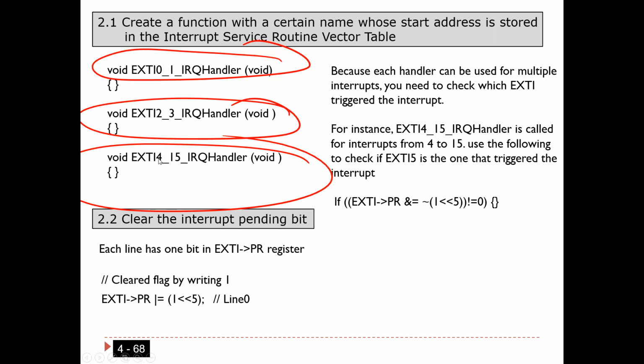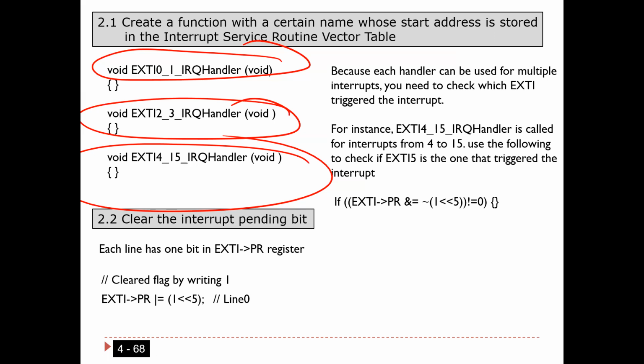Any interrupt that comes from line 4 to 15 has to be here. For example, if it comes from 4, I want to do something. If it comes from number 7, I'm going to do something else. Yes, you can do that, but it's going to be in the same subroutine. Inside the subroutine, I'm going to check.